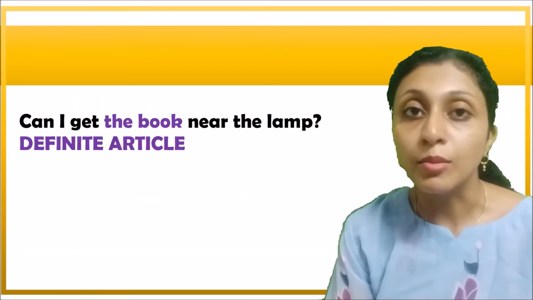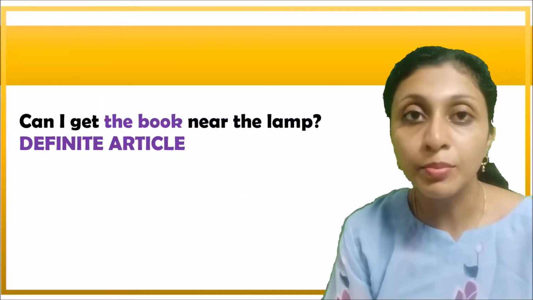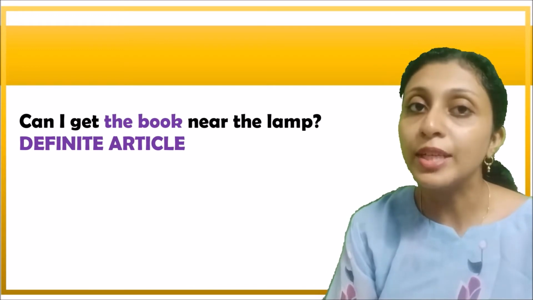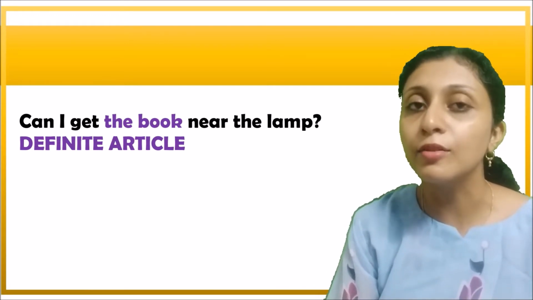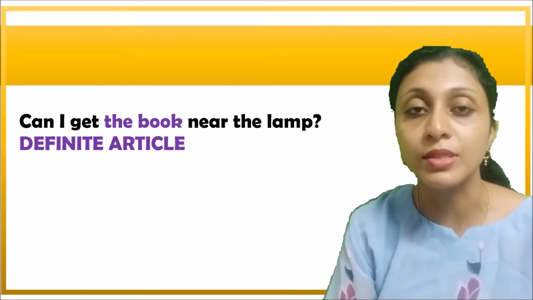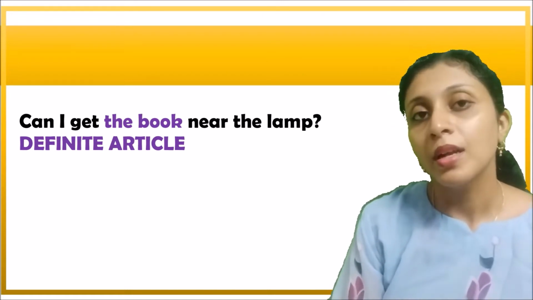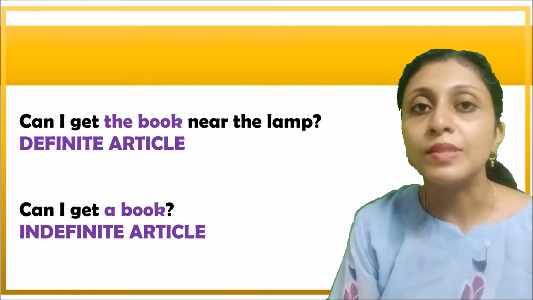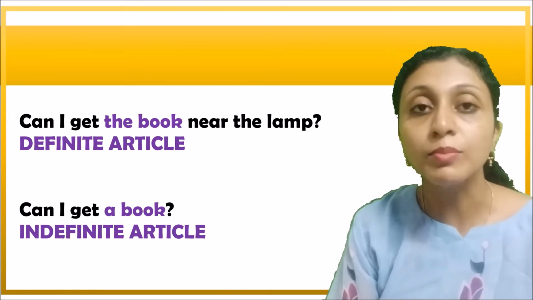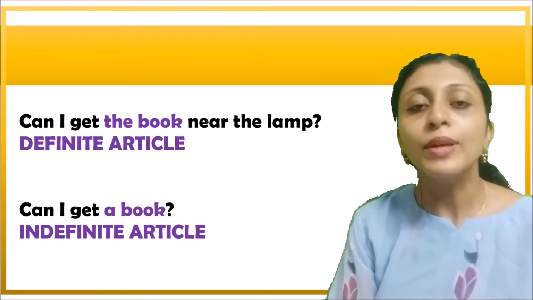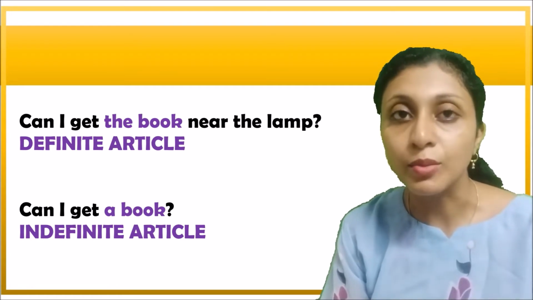Can I get the book near the lamp? So now we are talking about a specific book and therefore we use a definite article which is the. And if I just say, can I get a book? It would just mean any book which is lying anywhere. We are not being specific and therefore we need to use the indefinite article which is a.